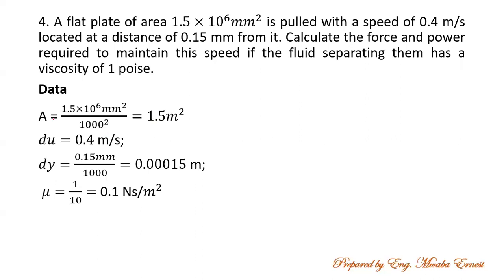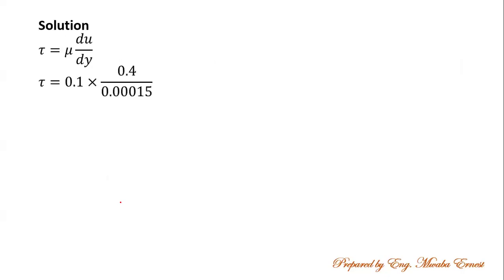So once again, our area, 1.5. The du, 0.4 meters per second. dy, the thickness of the lubricant, 0.00015, then mu, 0.1. So then we're looking for the shear stress. The shear stress, we substitute, we have mu 0.1, du 0.4, and that one 0.00015. So meaning our shear stress is 266.667 newtons per square meter.